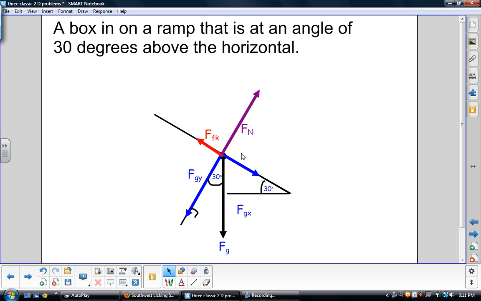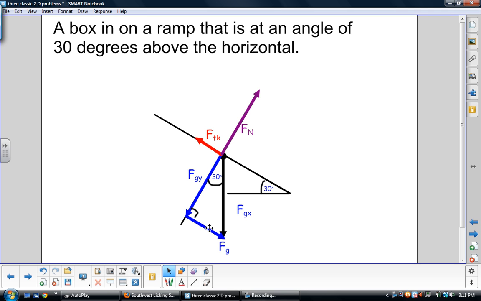So let's think about some of the problems I could ask you to solve. I could give you certain information and ask you to solve for other pieces. For instance, what's the acceleration of the box? Here our friction force is smaller than the x component of the force of gravity. Therefore, the box would be accelerating. If they're the same size, it would be moving at a constant speed. Or I could give you that, and ask you to solve for the coefficient of friction of the box and the surface that it's on.